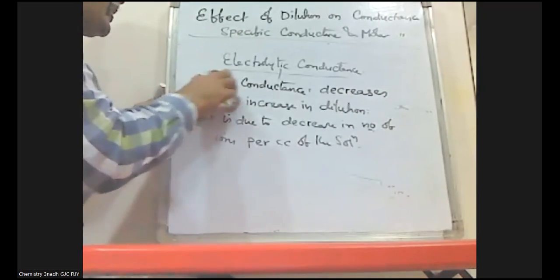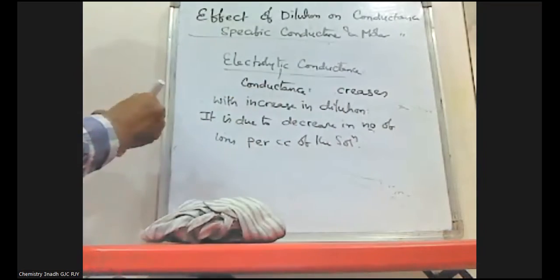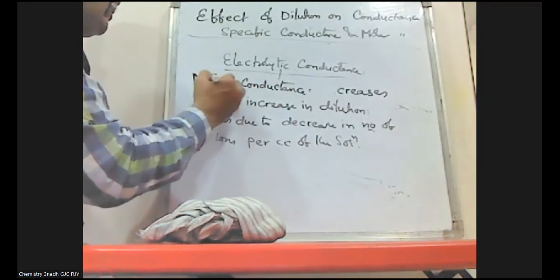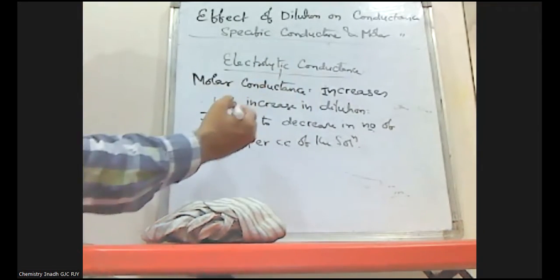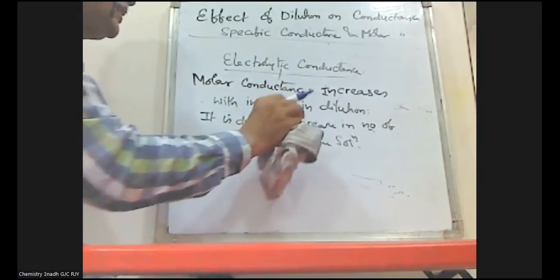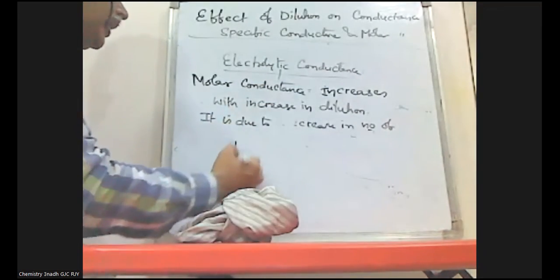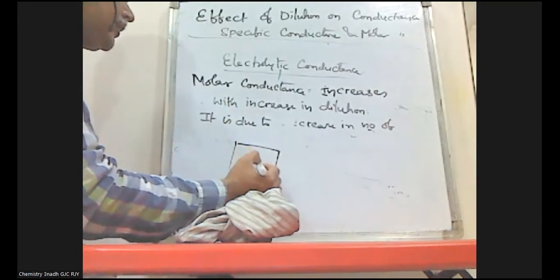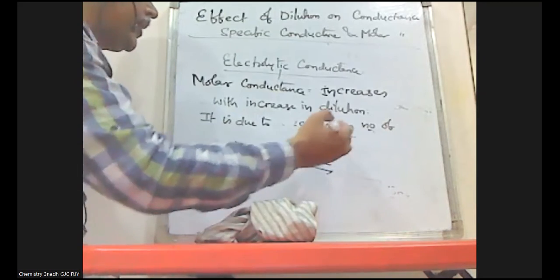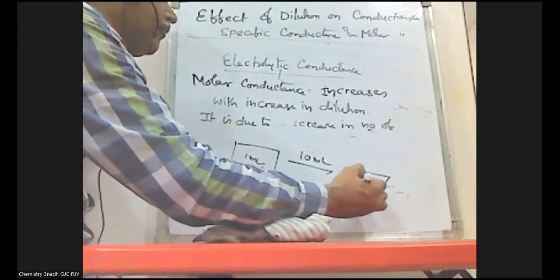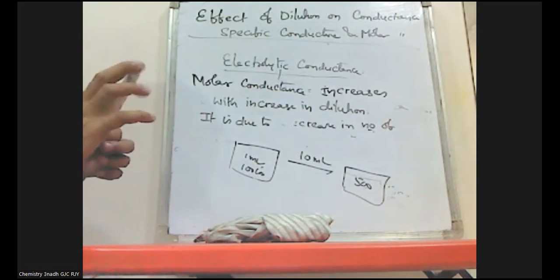Whereas molar conductance increases with increase in dilution. It is due to the increase in the number of ions. Initially I have taken 1 ml and assumed that it consists of 100 ions. When I dilute to 10 ml by addition of 9 ml of water, what happens? 500 ions. See, that is the difference between specific conductance and molar conductance.